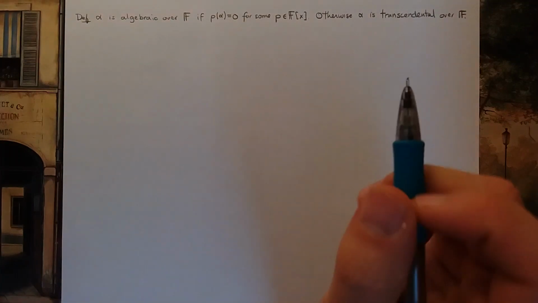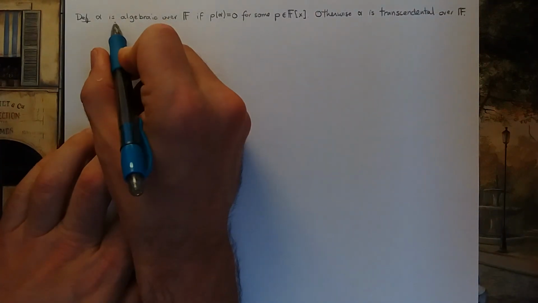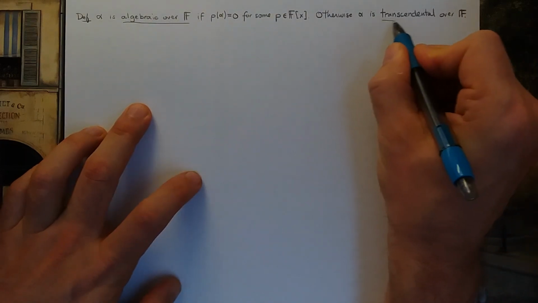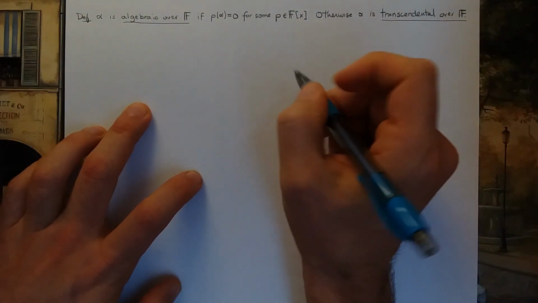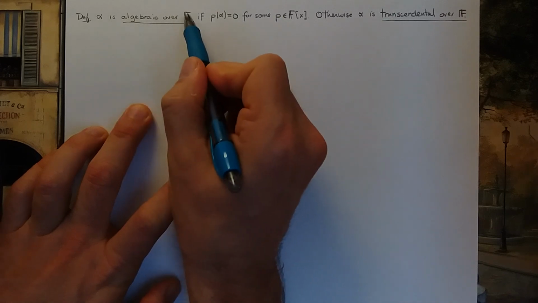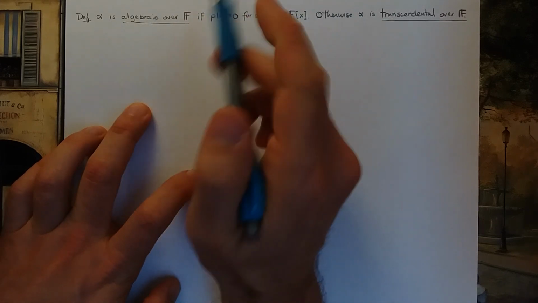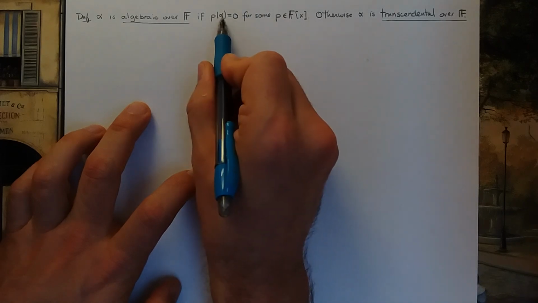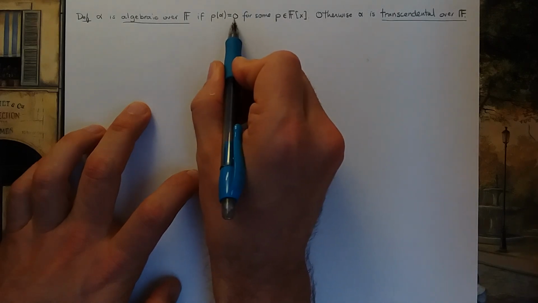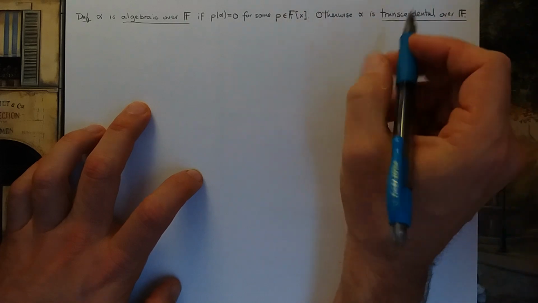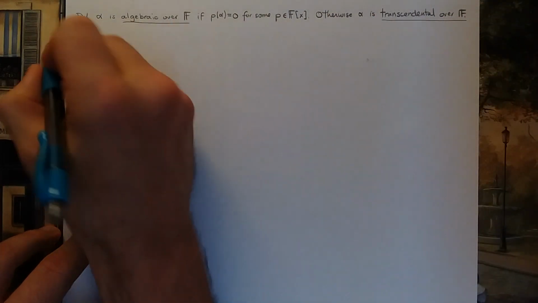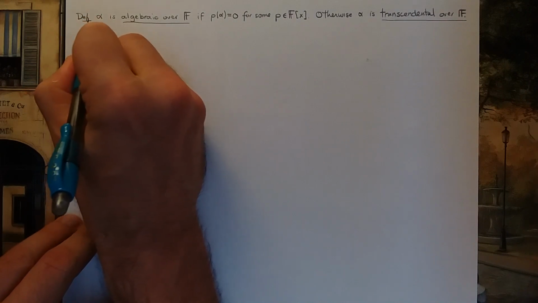So this video introduces two new terms, alpha being algebraic over a field and transcendental over a field. So we say alpha is algebraic over a field F if there's some polynomial with coefficients in your field that has alpha as a root or a zero. If that's not possible, then alpha is transcendental. So let's see some examples.